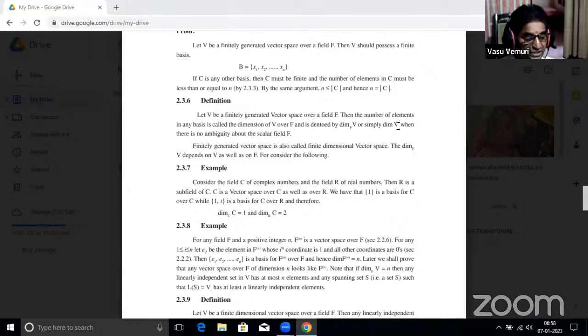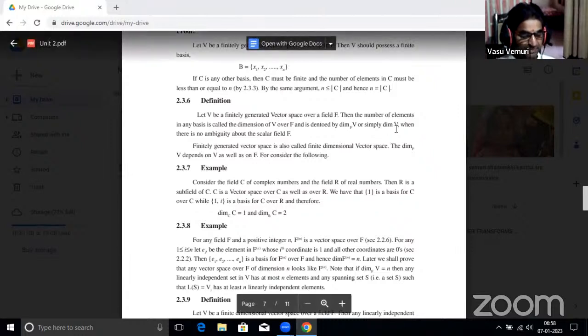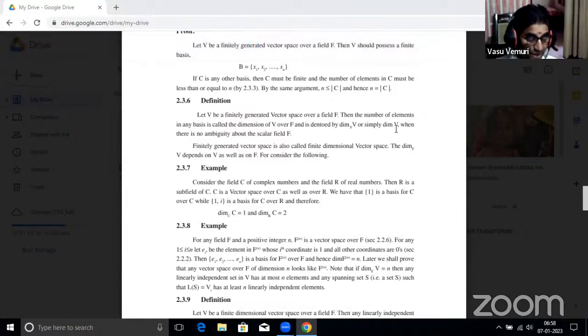Dim V means the dimension of the vector space. That vector space must be a finitely generated vector space, that is the capital V. The number of elements in the basis is called the dimension of a vector space, represented as dim V.